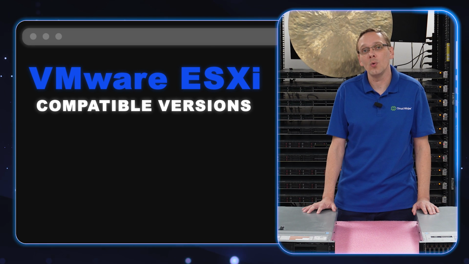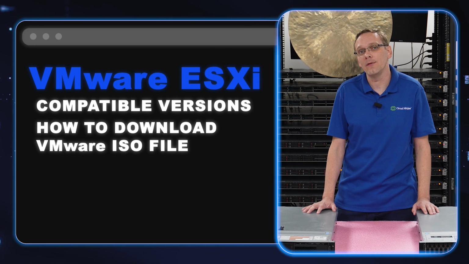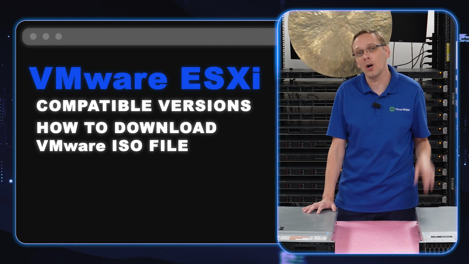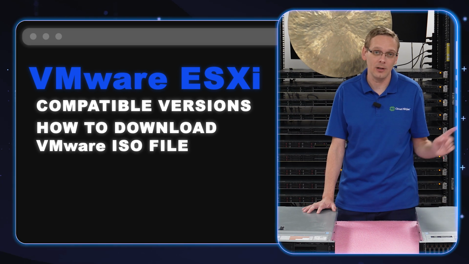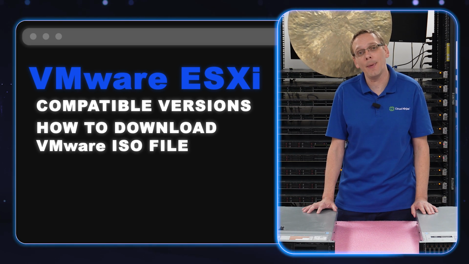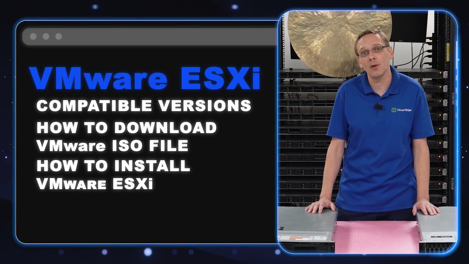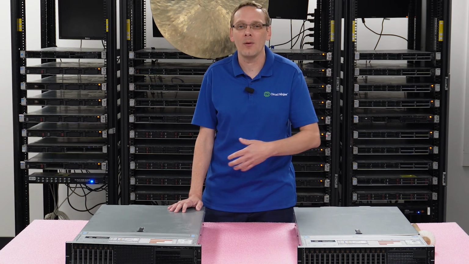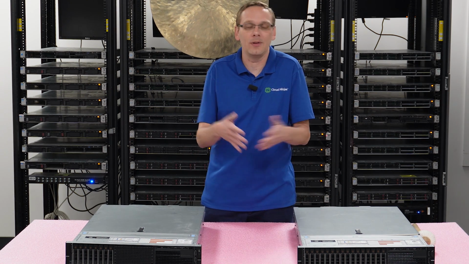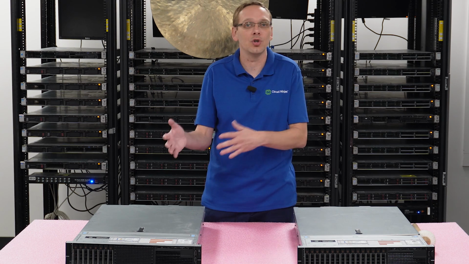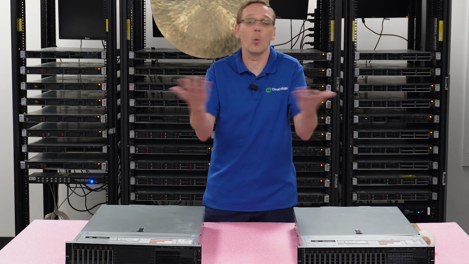We're going to show you how to download the VMware ISO file, which we'll also put in our description section, and there'll be a link for you there. We're going to show you step-by-step instructions on exactly how to install VMware ESXi. What we're going to do in this video is 7.0.2, but realistically 8.0 is out right now, and the steps are really the same for all of them, so this will be good general instructions.